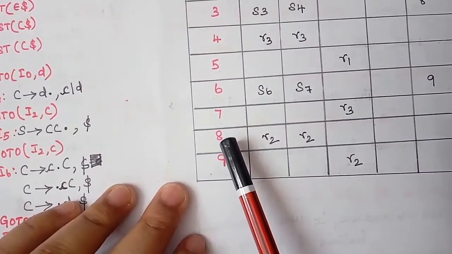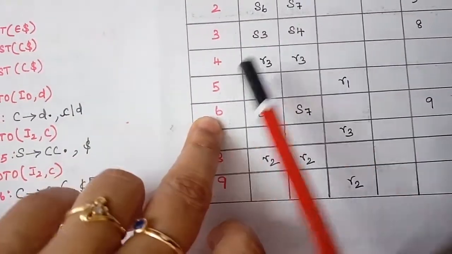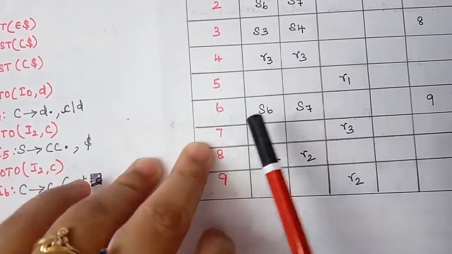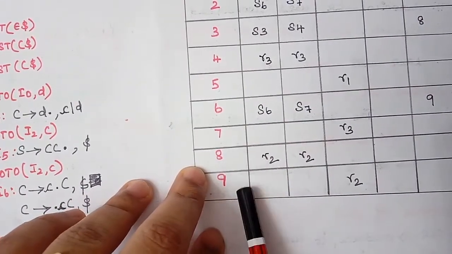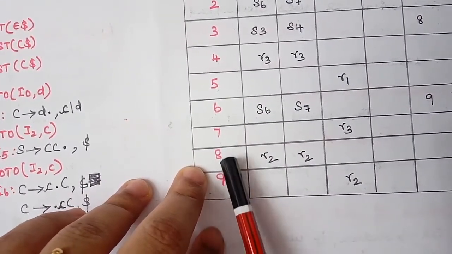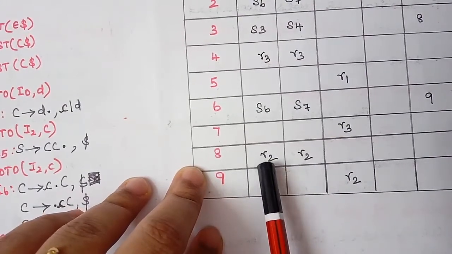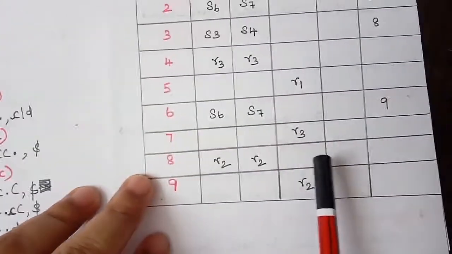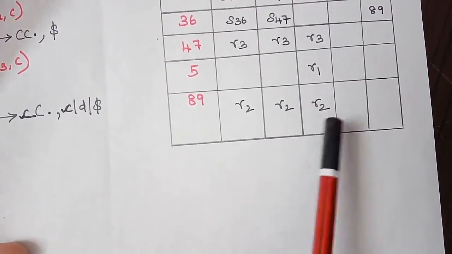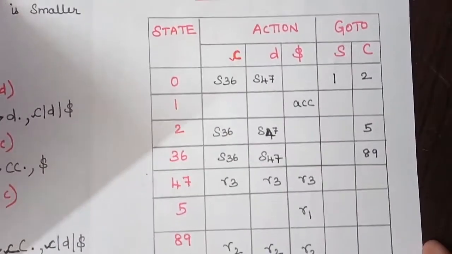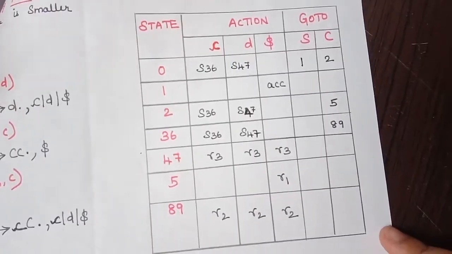Then 6 is already over because we combined it with 3, and 7 is already over, combined with 4. Now we need to combine 8 and 9. The new state is 8 9. After combining 8 and 9, we get R2, R2, R2. So this is the parsing table for LALR.